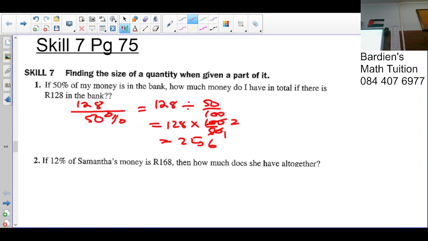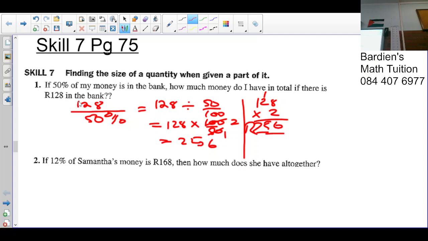Otherwise, if we know that half of the money is in the bank and half is in cash, the bank has 128 times 2. It's going to give you 256. Anyway, yes, Michael? I just wanted to say that's how I did it. Well done. Give her a round of applause. Okay, thank you, Michael.